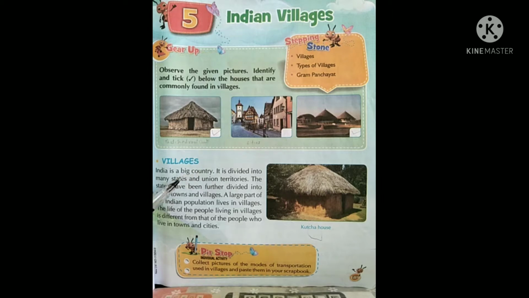You know very well, India is a big country, and also India is the 7th largest country in the world, isn't it? And it is divided into many states and union territories. You have already learnt about states and union territories in the previous lesson, isn't it? How many states are there in our country? There are 29 states and 7 union territories.